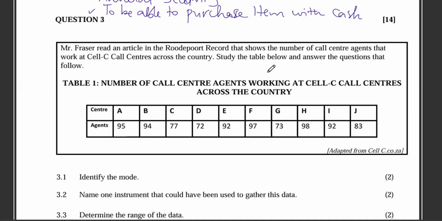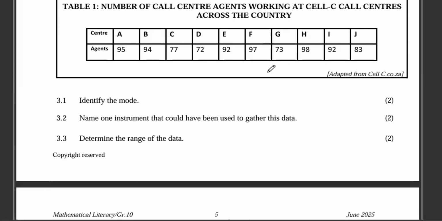Let's look at question number 3. Question number 3, it talks of Mr. Fresher read an article in the Road Port Record that shows the number of call center agents that work at sales call centers across the country. Study the table below and answer the questions that follow. On top here, these are different centers, and approximately how many? There are 10. We have 1, 2, 3, 4, 5, 6, 7, 8, 9, and 10.